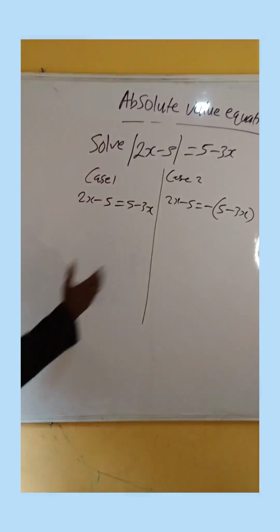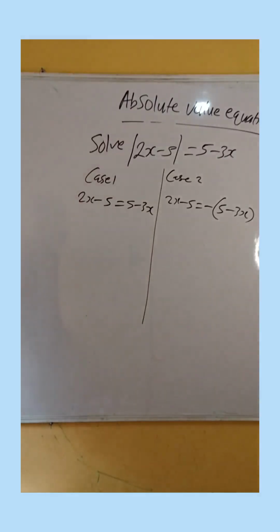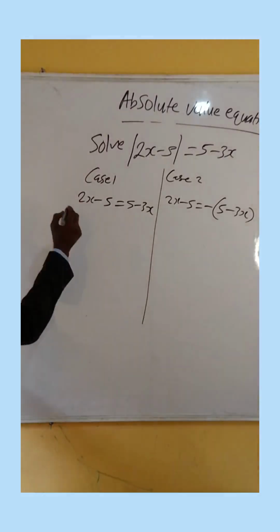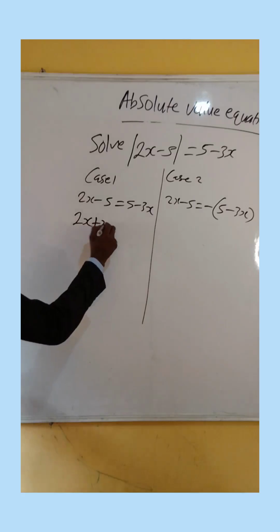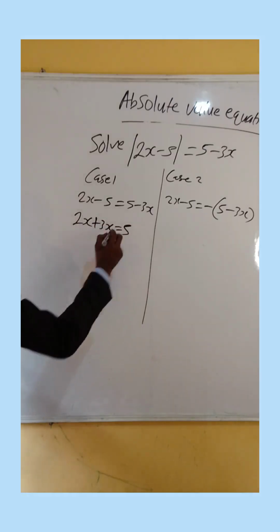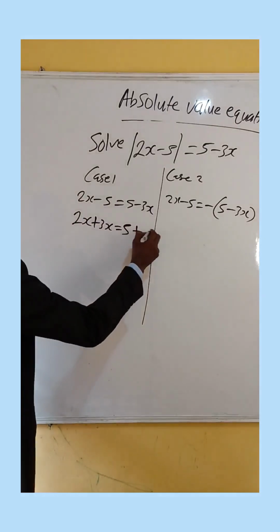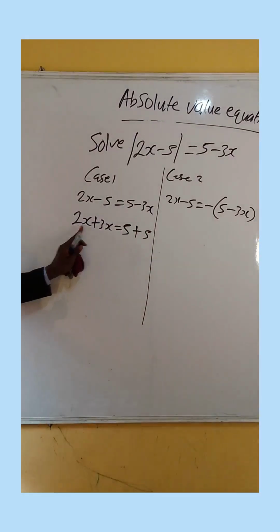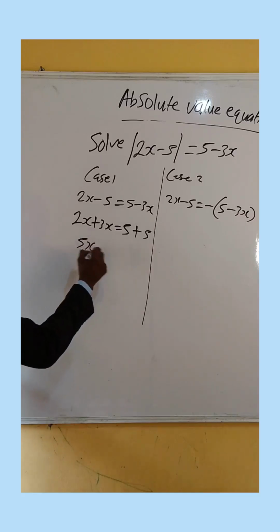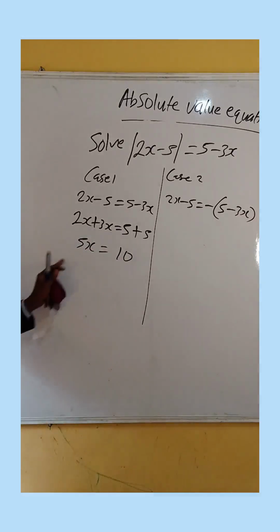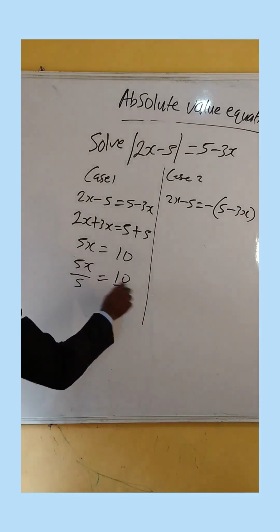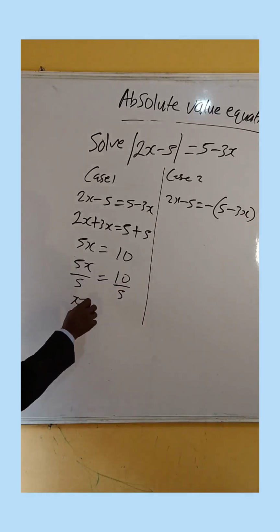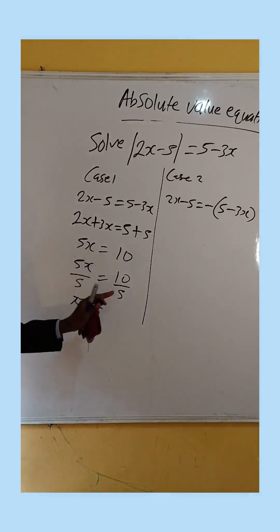So let's solve this. Don't forget, we transpose by collecting like terms. So I have my 2x here, minus 3x is coming, it becomes plus 3x, equals 5 remains. Minus 5 goes, it becomes plus 5. So 2x plus 3x will give me 5x equals 10. When you have this, you divide both sides by 5. So divide 5x by 5, divide 10 by 5. What do we have? x equals 2. That's the first solution.